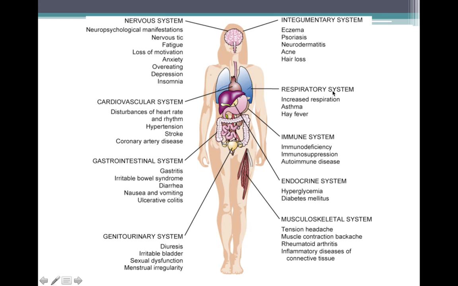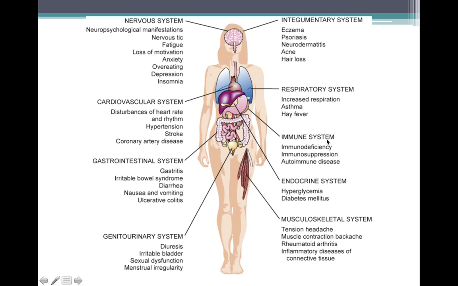In the respiratory system, we can see things like increased respiration, as well as inflammatory disturbances that can relate to things like asthma and hay fever. Asthma can result from too much inflammation in the airways of the lungs. Hay fever relates to allergies that are seasonal, and that can lead to inflammation along the respiratory tract as well, which can be exacerbated by stress.